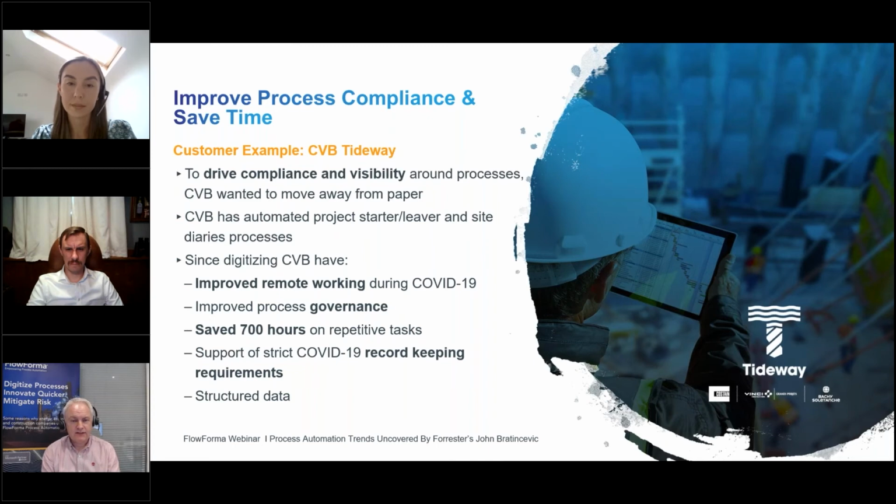But there were some clear, we call them captain obvious processes, that basically there was obviously going to be a good reason to digitize these processes, and there would be a very visible impact across the company if these processes were digitized. And for them, they chose the project starter lever and site diaries processes.